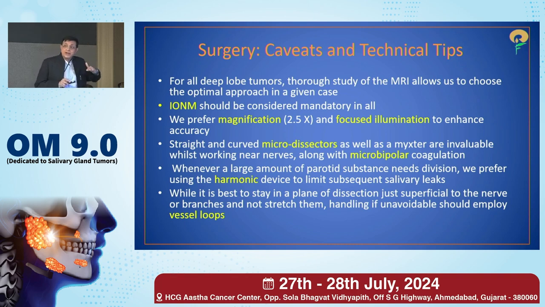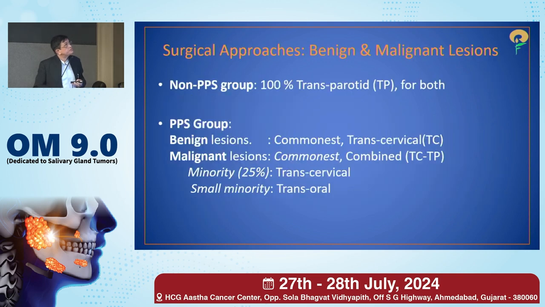I've now actually gone down. I started off with 4.5. I'm now at 2.5x with focused illumination, and that helps immensely in carrying out all these procedures. Straight and curved microdissectors as well as a mixture are invaluable, along with a good bipolar coagulation. And whenever large amounts of parotid tissue need division, we prefer using the harmonic. Most importantly, and this is something, again, it's personal, if I have to handle the nerve, then I handle it with vessel loops. I don't like to hold it in forceps or use any metallic instruments on the nerve.